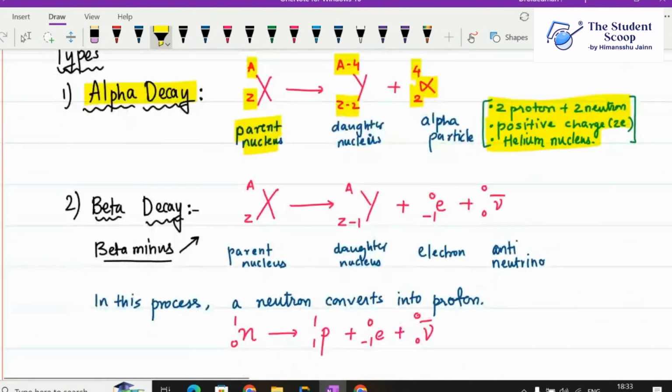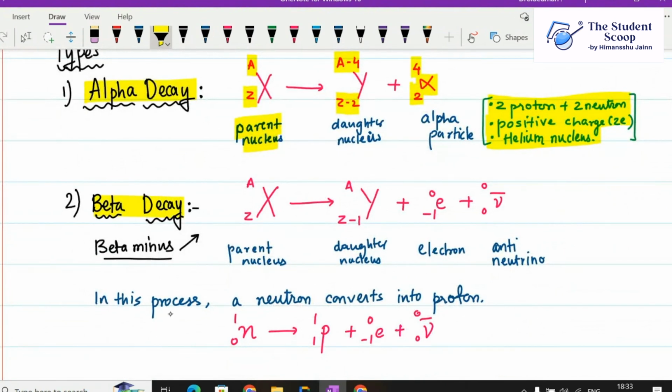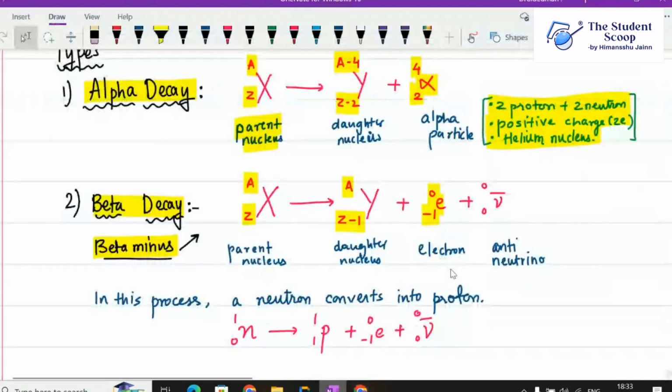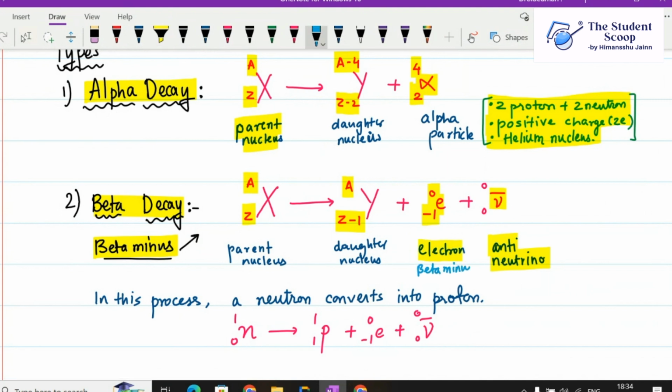Then beta decay. There are two types of beta decay. There is beta minus decay first. In beta minus decay, the nucleon number does not change, and the proton number is increased, because simultaneously an electron is released. The electron has a charge of -1, and then there is another particle that we will talk about, the antineutrino. The beta minus particle is the electron.